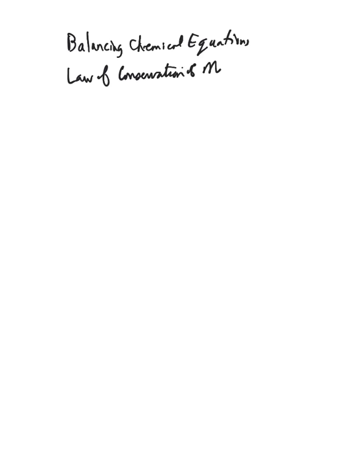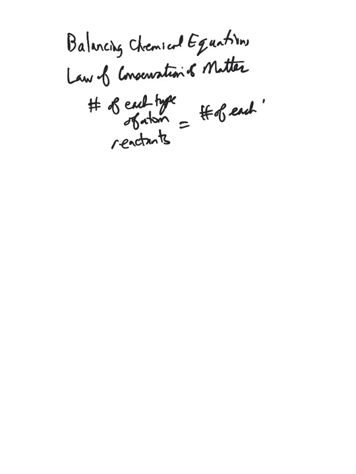Let's talk about balancing chemical equations. And we're going to use the law of conservation of matter, in that the number of each type of atom on the reactant side has to equal the number of each type of atom on the product side.